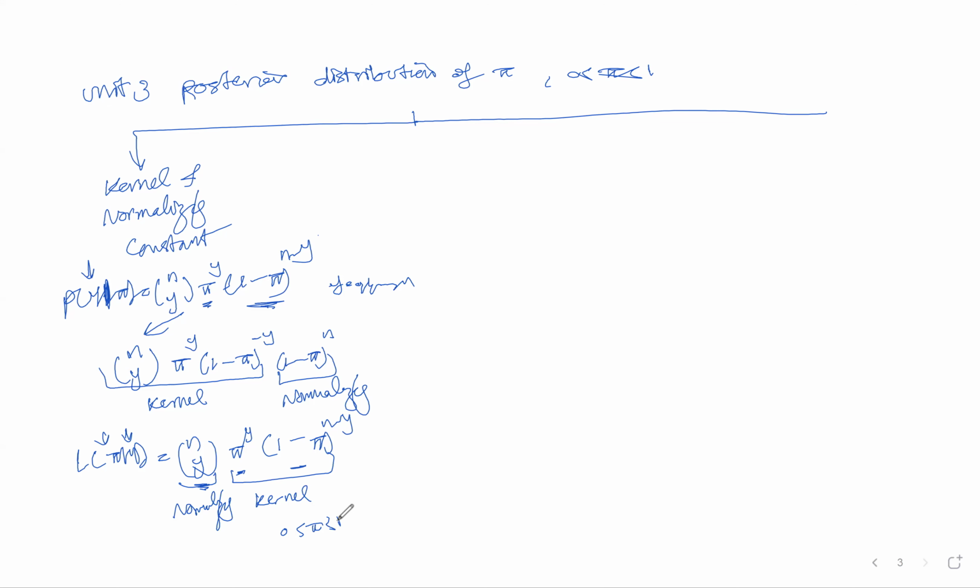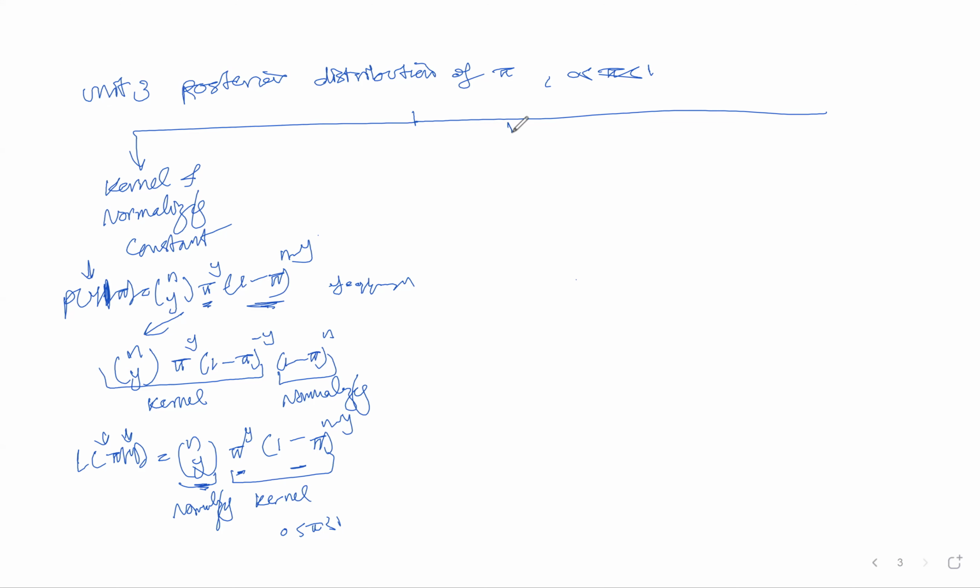kernel. If you have any function, you can divide this function into two parts: normalizing constant and kernel. Based on what? Based on the variable. Anything that changes when I change the variable is the kernel. Anything that doesn't change when I change the variable is part of the normalizing constant. So this is the first point we talked about.